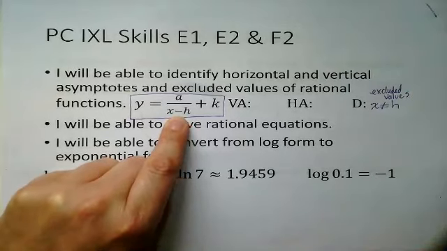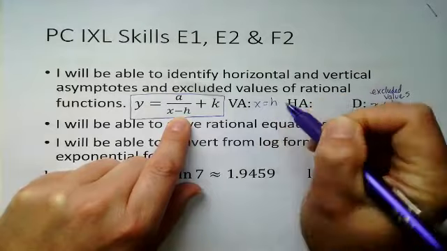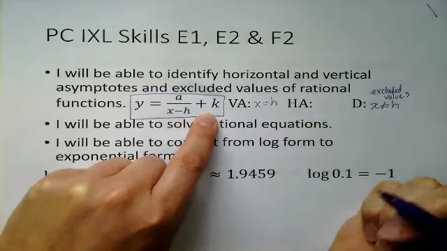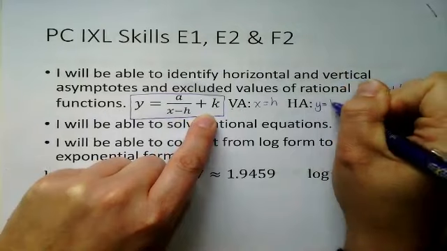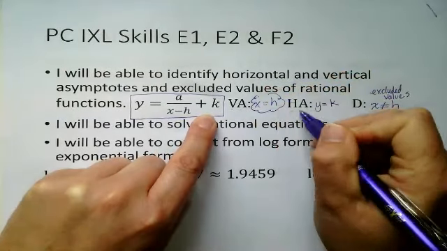So when it asks you for excluded values, it always comes from the denominator. The denominator also gives us the equation of our vertical asymptote. And whatever's on the outside here, y equals k, is the equation of our horizontal asymptote.